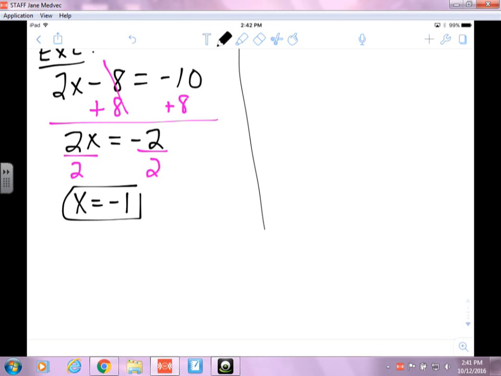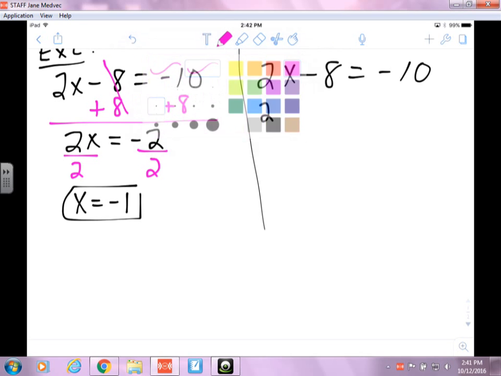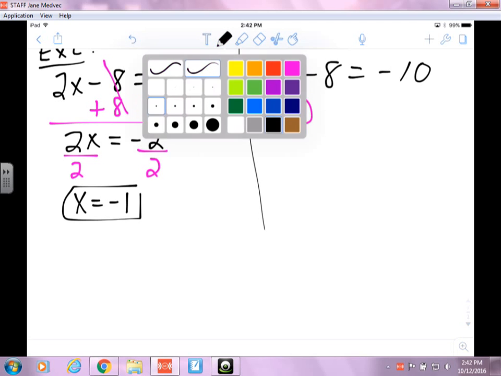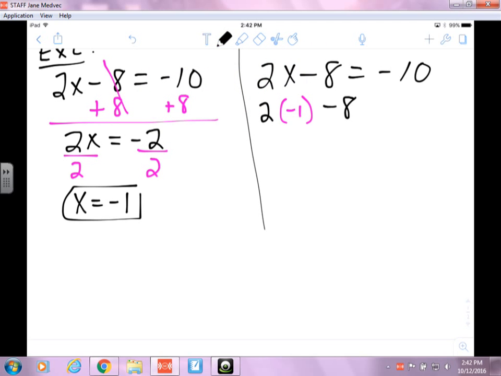Okay, so then I'm going to go ahead and do my check. I'm going to write my original problem. Again, you write the original. There's a couple of you, you're not writing it. I'll take out my x and I'm going to plug in my negative 1. Okay, what's 2 times negative 1? Negative 2.